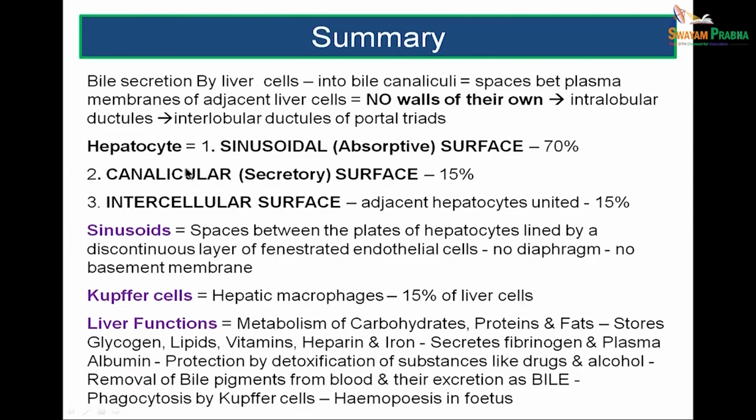To summarize, bile secretion is done by liver cells into bile canaliculi. These are spaces between the plasma membranes of adjacent cells, they have no walls of their own, always remember this. And this drains into the intralobular ductules, interlobular ductules of portal triads. We spoke about the hepatocyte having a sinusoidal absorptive surface, a canalicular secretory surface and an intercellular surface.